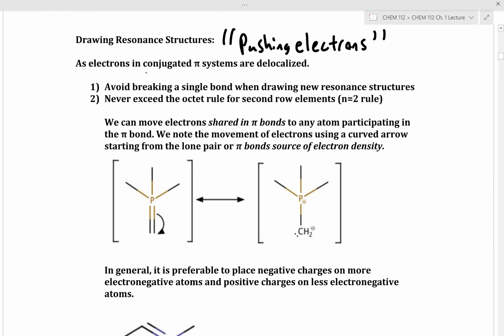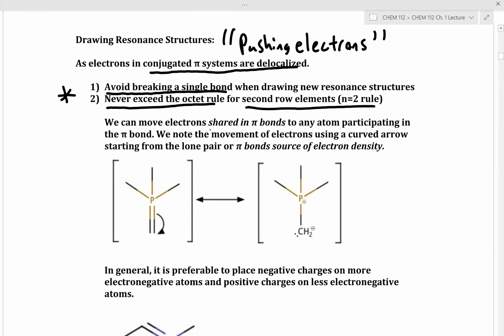Electrons in conjugated pi systems are delocalized. We've established that these electrons are spread out through all atoms involved in the pi system. As a general rule of thumb, when drawing resonance structures, you're going to avoid breaking a single bond. Why is this rule in place? Are sigma bonds involved at all in conjugation? No, it's not called a sigma system, it's called a pi system, right? Additionally, make sure you never exceed the octet rule for second row elements. This is known as the n=2 rule.